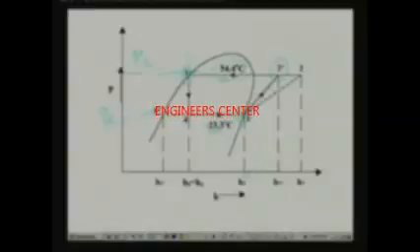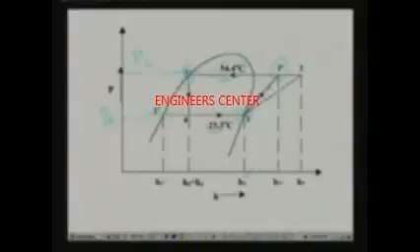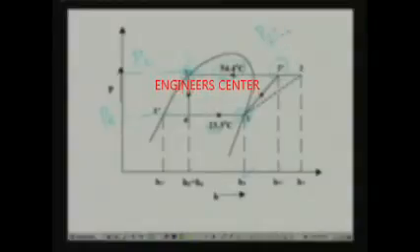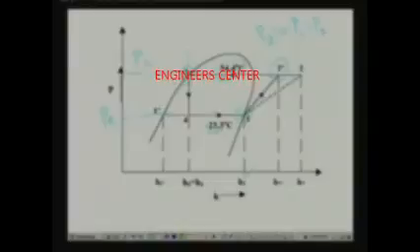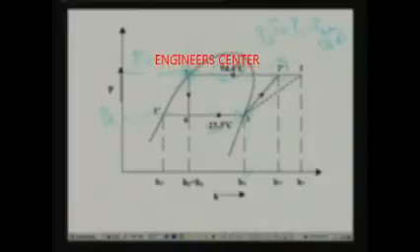Now, how do you find the property at point 2 dash? Point 2 dash lies in the superheated region. So, if you want to find the properties, you have to specify two independent properties. What are the properties we know? We know the pressure at this point, P2 dash. P2 dash is nothing but the condenser pressure, which is the saturation pressure at 54.4 degrees centigrade. So, at this point we know the pressure.